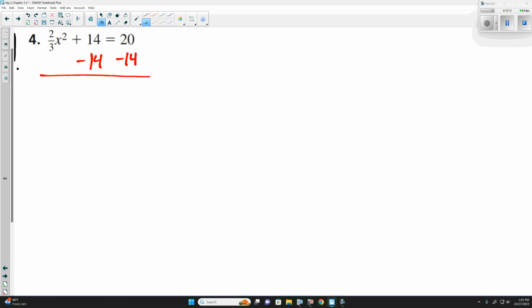It's not so much that it's a mess up, because it is a step we could do. But if we did that first, we would have to divide our 2/3 x squared, 14, and 20. In this case, it would work out that it does give us nice numbers, but it won't always work out that way. So it's sometimes easier to wait to the very end. So at this point, to divide by 2/3.